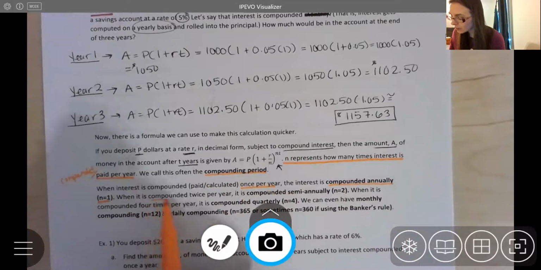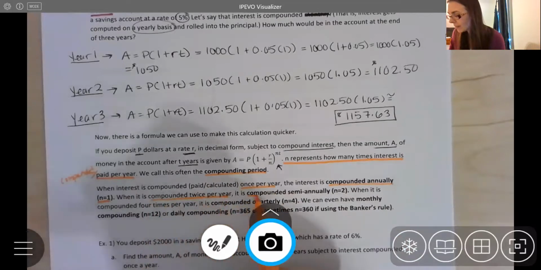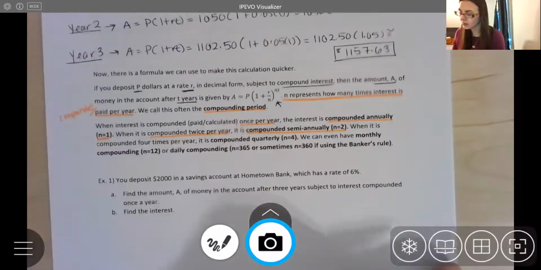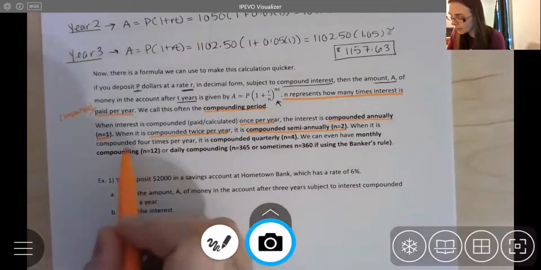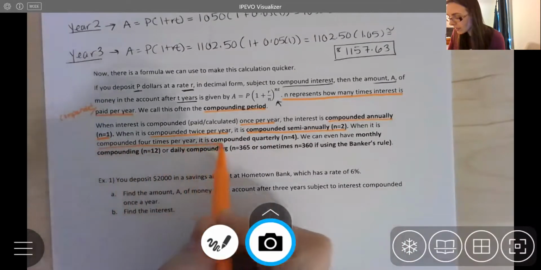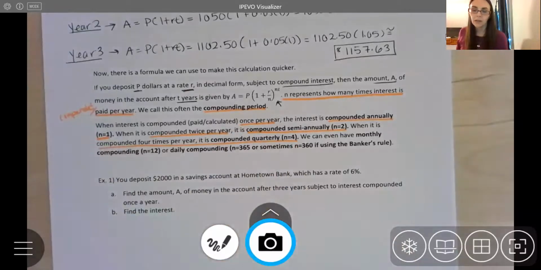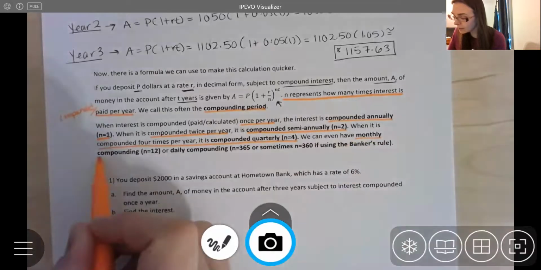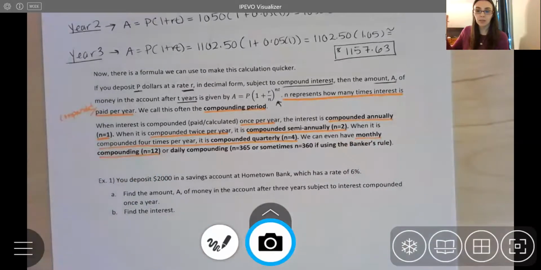When interest is compounded twice a year, we say it's compounded semi-annually. So N is 2. So that would be every 6 months, right? If it's twice a year. When it's compounded 4 times a year, we say it's compounded quarterly. So your N is equal to 4. So if there's 12 months in a year and we're doing it 4 times, 12 divided by 4 is 3. So every 3 months you would be doing this. And we can even have monthly compounding when N is 12. So you do this kind of interest calculation every month.